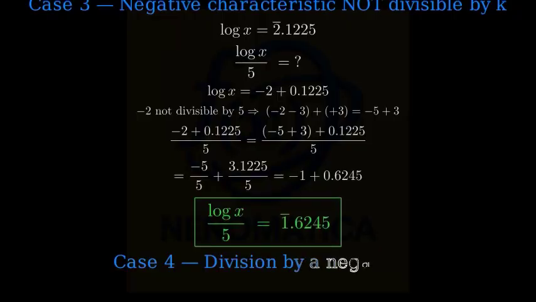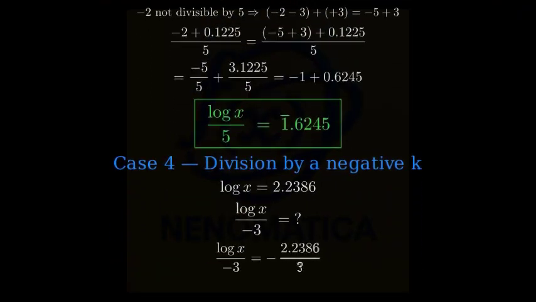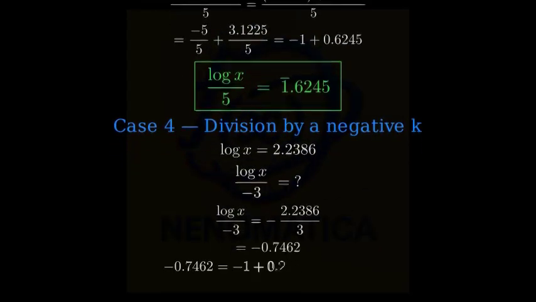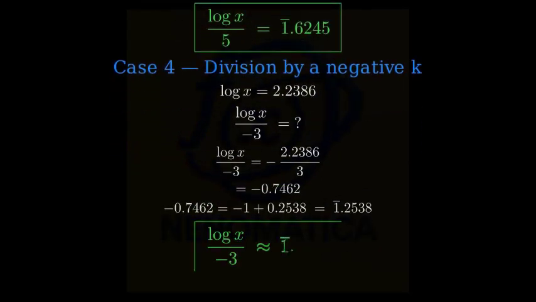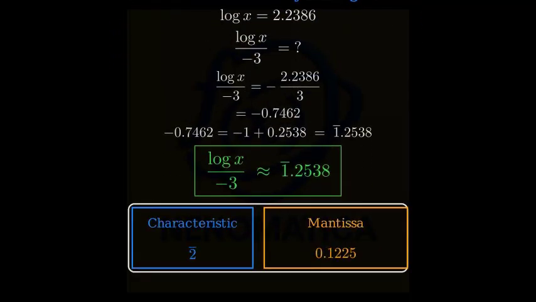Case 4. Division by a negative number. Example, log x equals 2.2386. Compute log x divided by negative 3. Do the arithmetic, then express the final value with bar notation, so the mantissa is positive. A final visual reminder. Think of a logarithm value as the sum of a characteristic, the integer part, and a mantissa, the fractional part between 0 and 1. Bar notation places the bar only on the characteristic while keeping the mantissa positive.